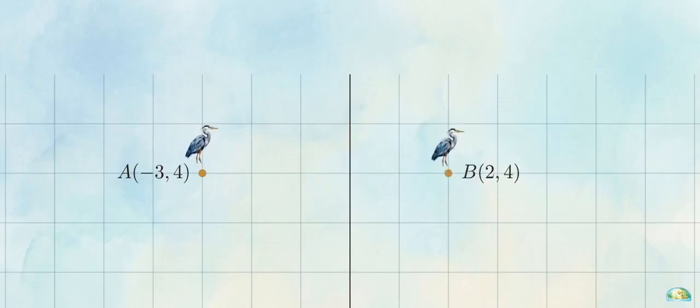This diagram shows a heron flying at point A, (-3, 4). Across the sky, a second position is marked at point B, (2, 4). We need to find the precise distance between them.